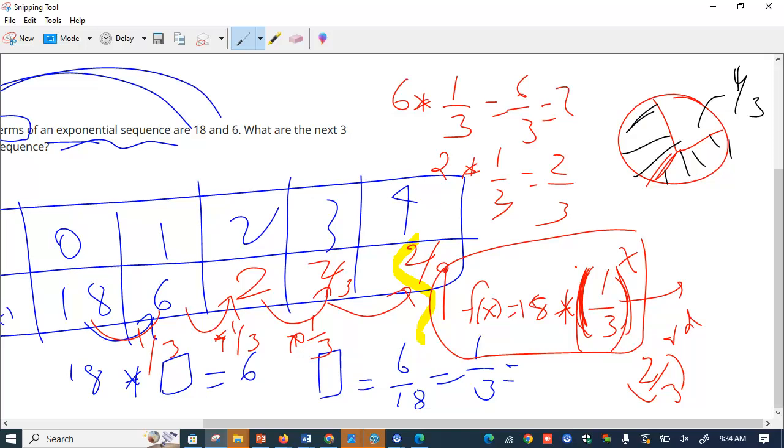So that's what it means. Each time 2/3 is gone, and 1/3 is almost 33.3%, about 33%. Okay, so let's do the last one.